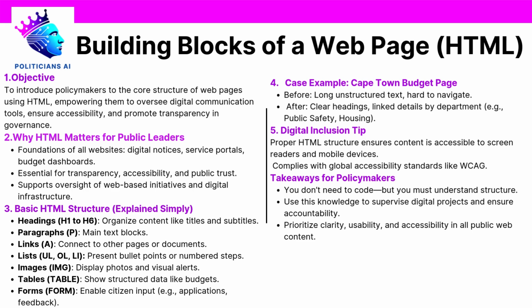Now imagine that same information is structured using headings and links. The page begins with a heading that says City of Cape Town Budget 2025. Below that, another heading says Public Safety. Underneath it, a sentence explains the allocated budget, and then a link says click here for a detailed breakdown. Next, there's a section for housing and infrastructure with a similar layout. This is what HTML does: it turns clutter into clarity and makes public information understandable and accessible.